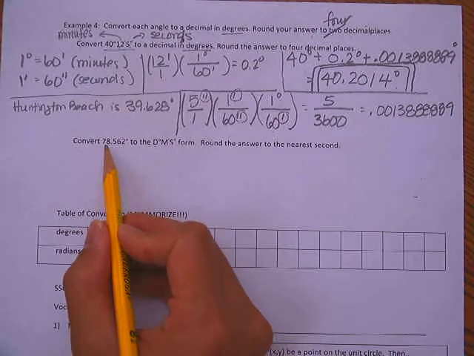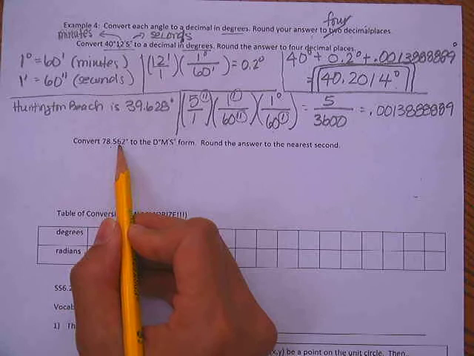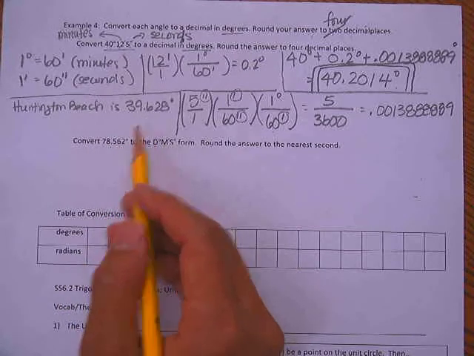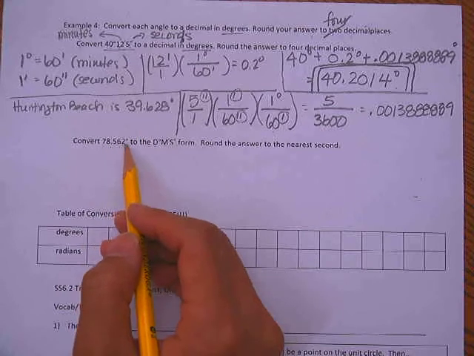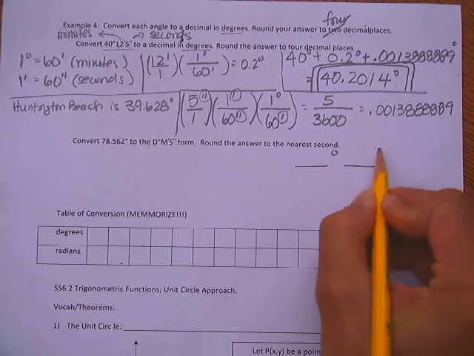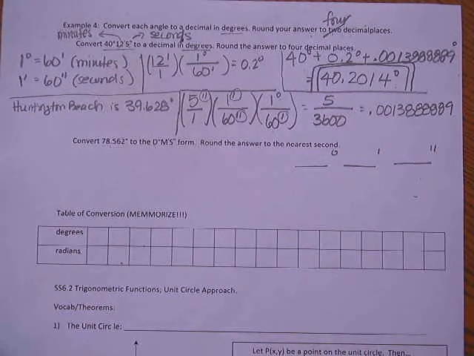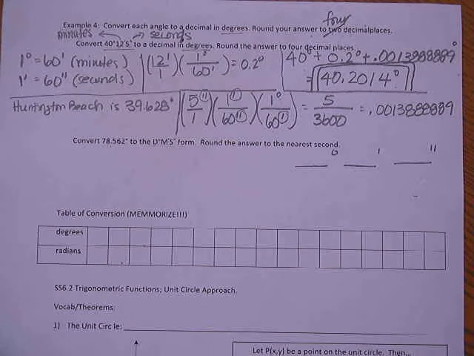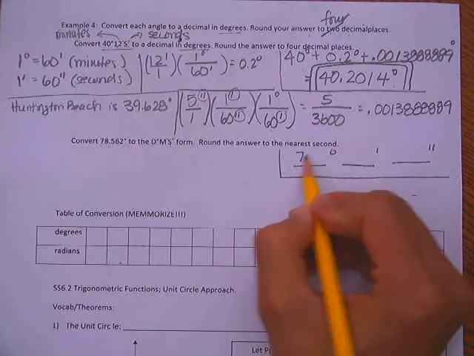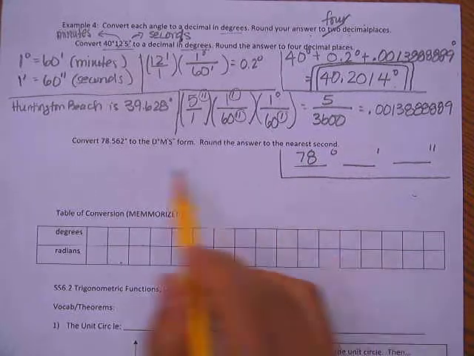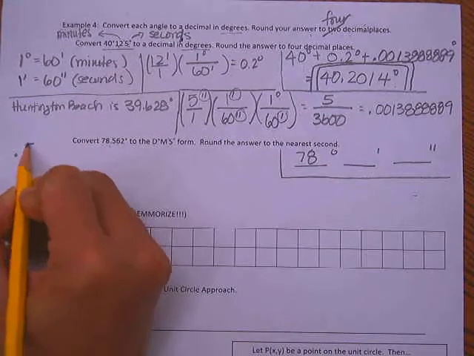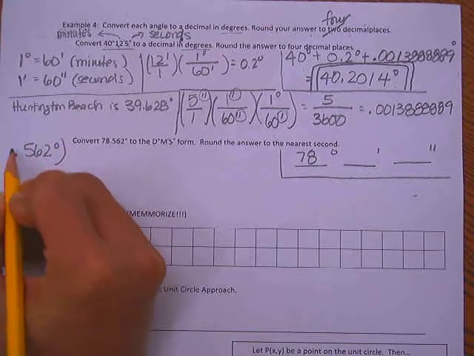So they gave you 78.562, just like what we found for Huntington Beach when I Googled where Huntington Beach is. So 78.562 degrees I would like to convert into DMS. So D, degrees, M, minutes, and S, seconds. Let's fill that out over here. This is where we're going to put my answer, so let's box that up. The full unit is 78, so you don't have to do anything with 78 degrees. 78 degrees is going to come over. What I'm going to need to do is convert 0.562 degrees into minutes.